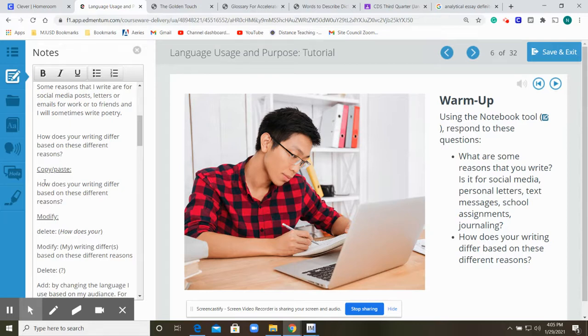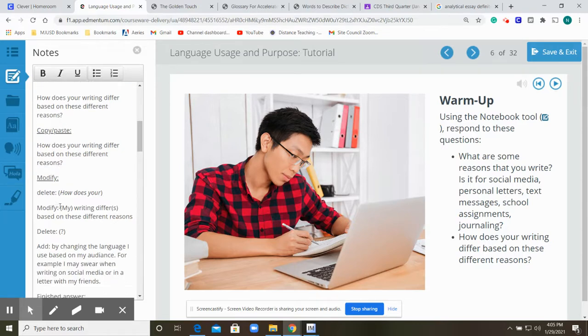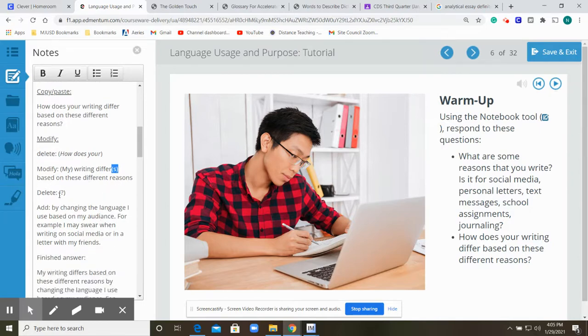So I copy and paste. Then I modify it. So I delete "how does your," and I modify it by adding "my writing differ based on the different reasons." I delete the question mark and add "by changing the language I use based on my audience. For example, I may swear when writing on social media or in a letter with my friends."